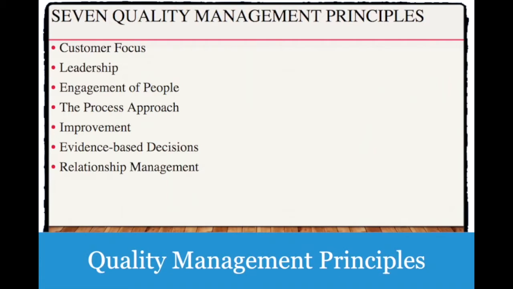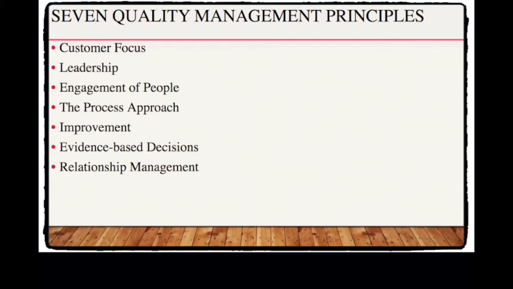The ISO 9001-2015 standard is based upon the 7 quality management principles: customer focus, leadership, engagement of people, the process approach, improvement, evidence-based decisions, and relationship management.